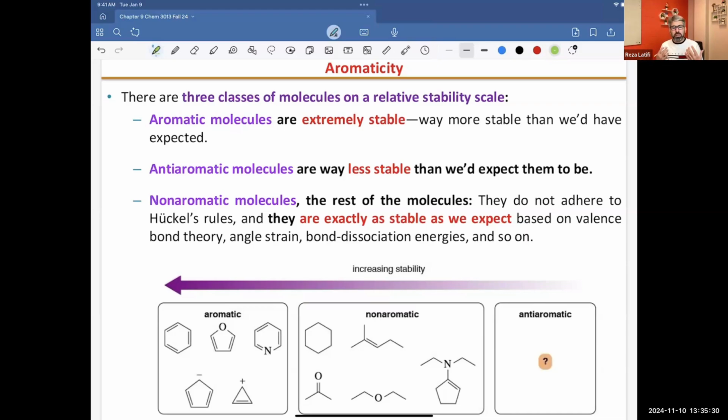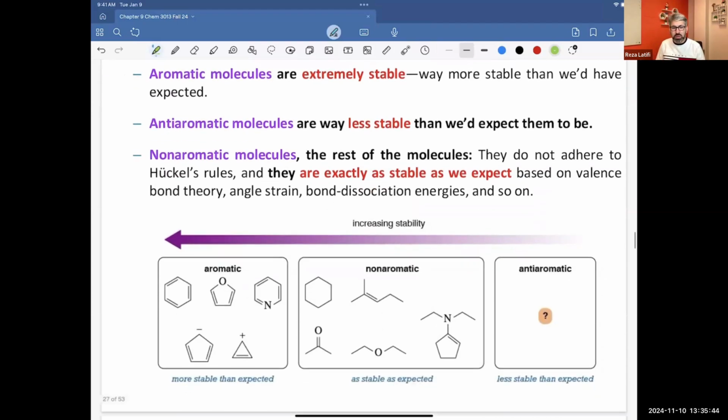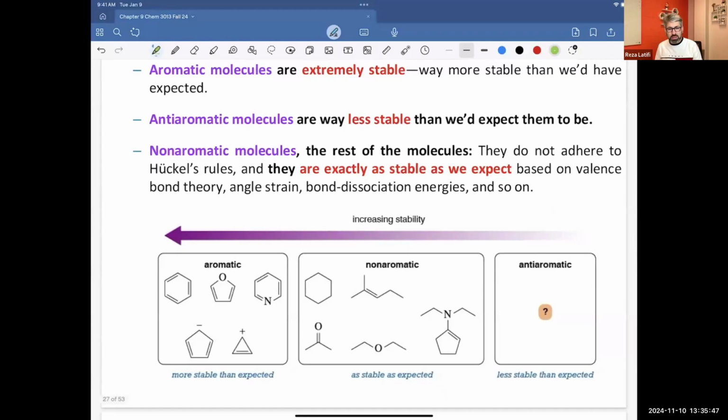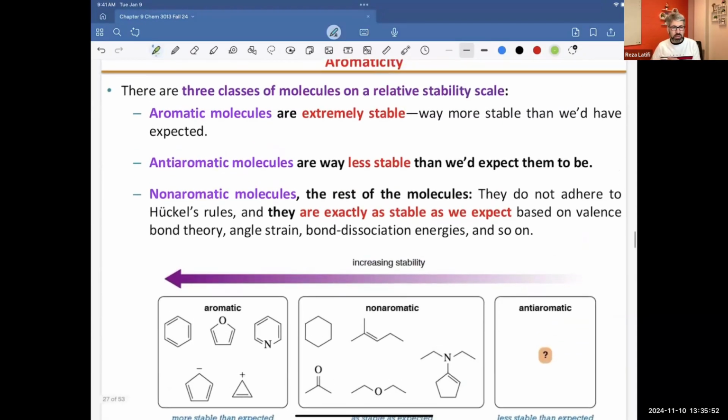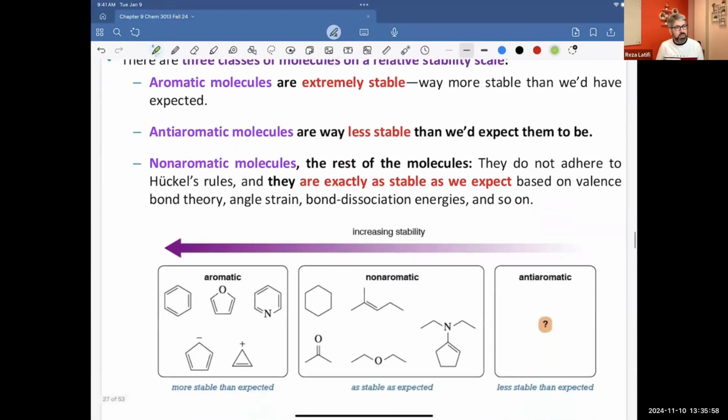For non-aromatic compounds, when we calculate the stabilization, it happens to be exactly as we expect, so nothing is surprising. Aromatic is more stable than we expect. Non-aromatic is as stable as expected. But how about anti-aromatic? Anti-aromatic compounds are less stable than whatever we expect them to be, something making them less happy.